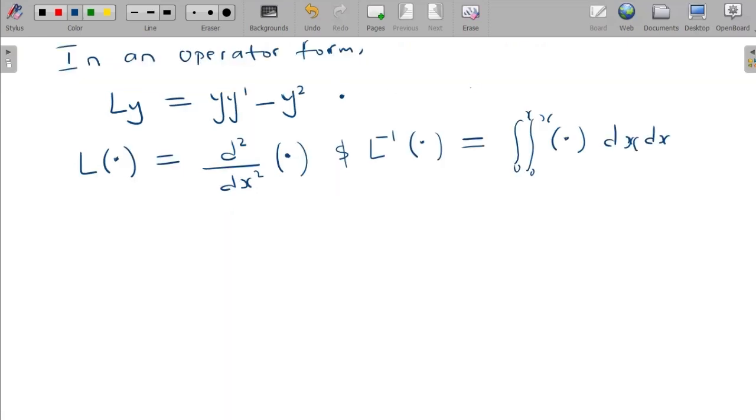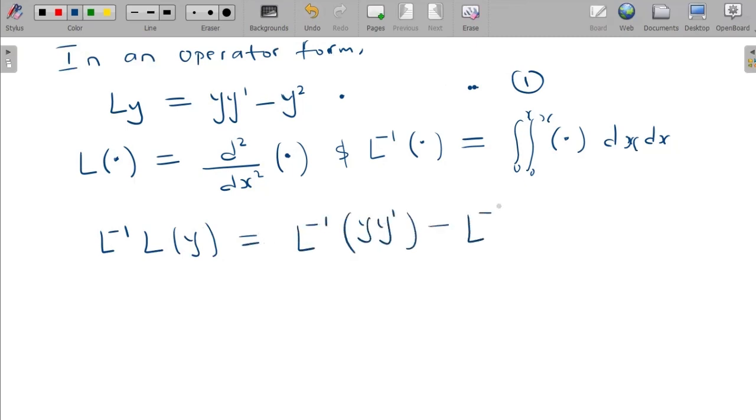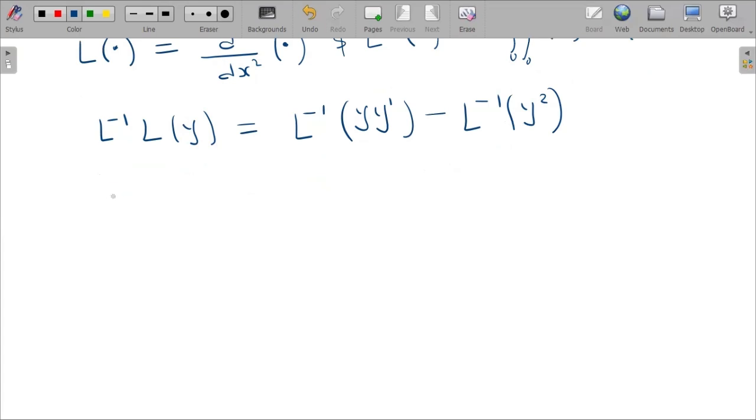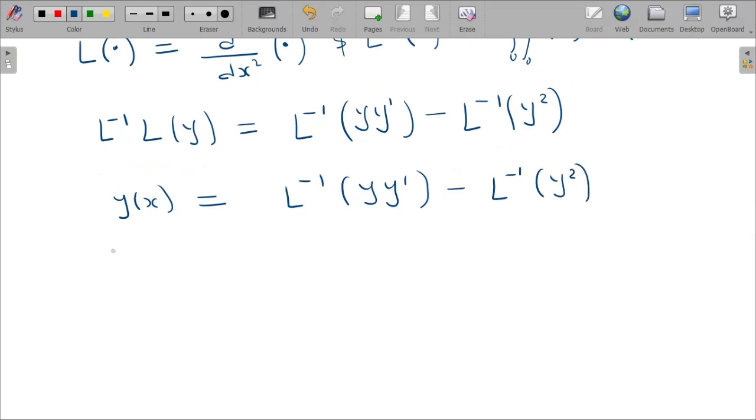We apply L inverse to both sides. Let's call this equation 1. So we have L inverse L y equal to L inverse y prime minus L inverse y squared. Simplifying this, we have y of x equal to L inverse y prime minus L inverse y squared.